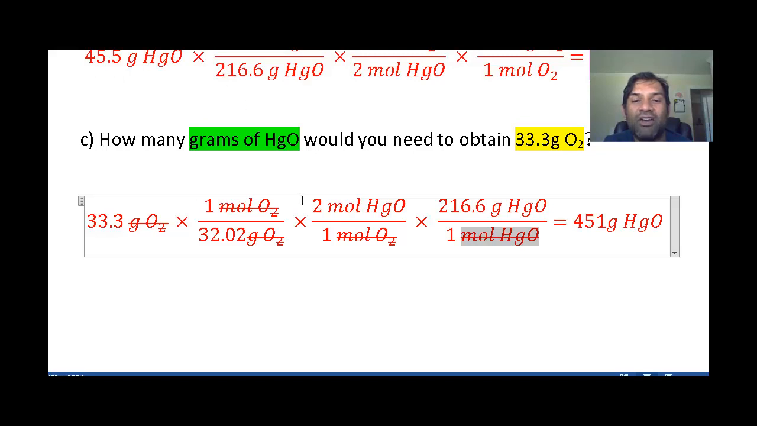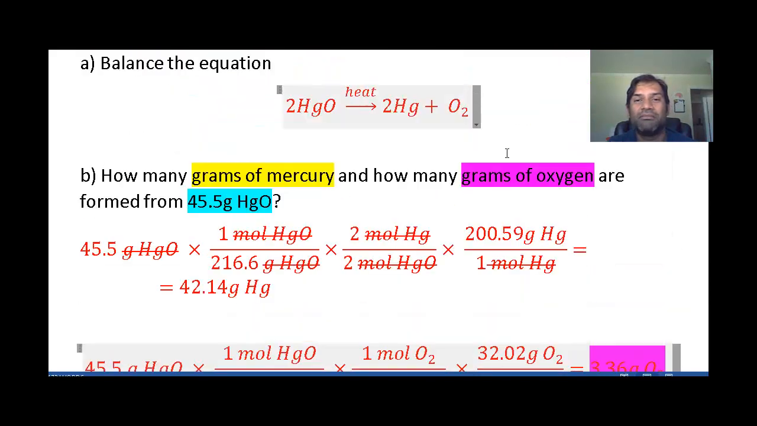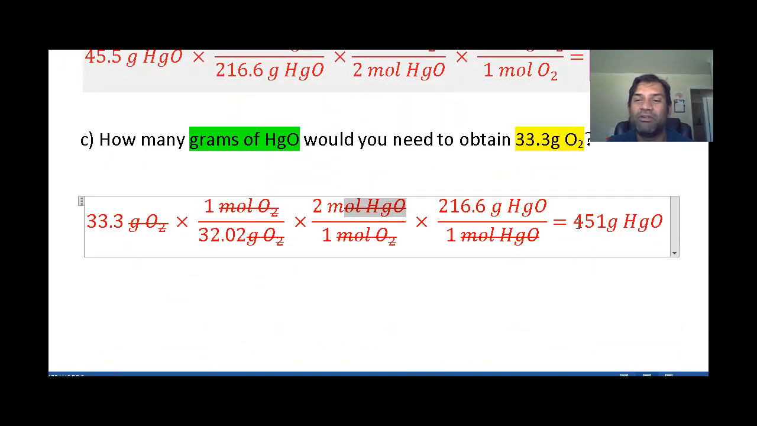And then for every 1 mole of HgO, we can calculate how many grams of HgO there are, and that is 216.6 grams of HgO, getting the values from the periodic table. All the units cancel out. We're left with grams of HgO. The problem asks us to find the answer in grams of HgO. So doing this on my calculator, again, please check my work, 33.3 times 2 times 216.6. Take that product and divide it by 32.02 grams. My answer is 451 grams of HgO. In order to get 33.3 grams of O2 product, you'll need a starting material of about 451 grams of HgO.